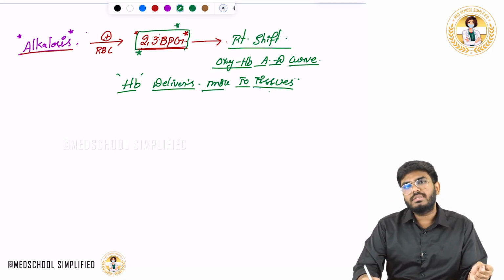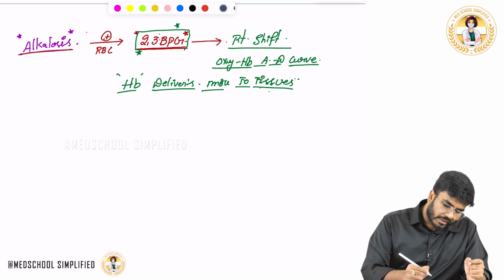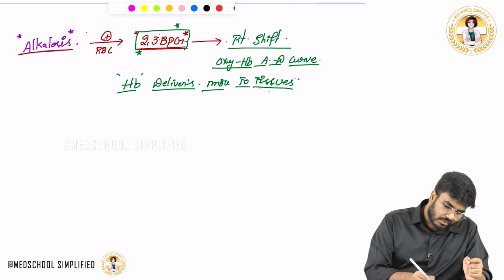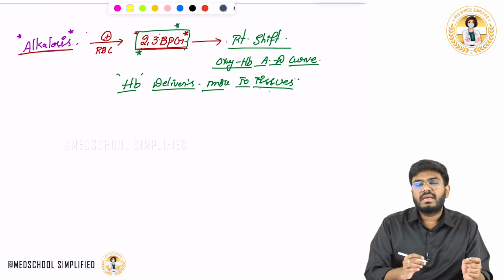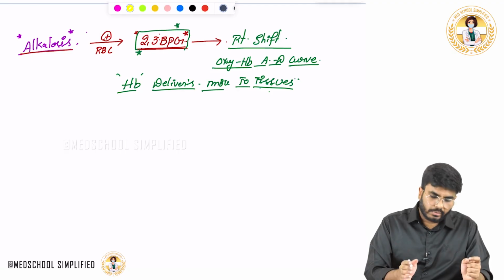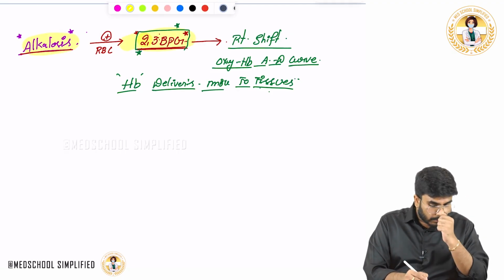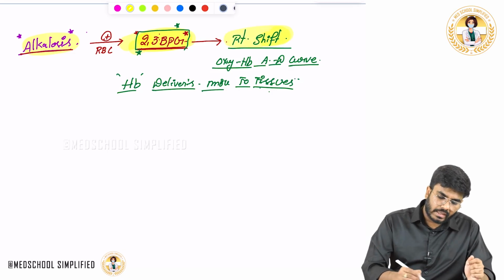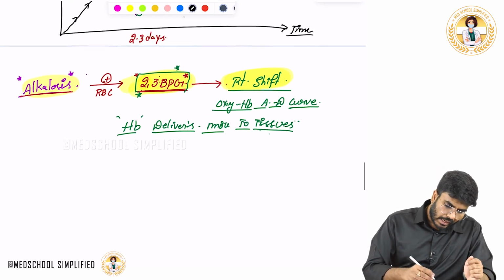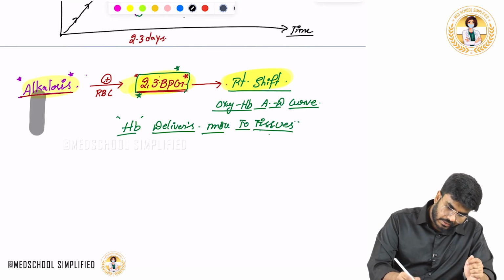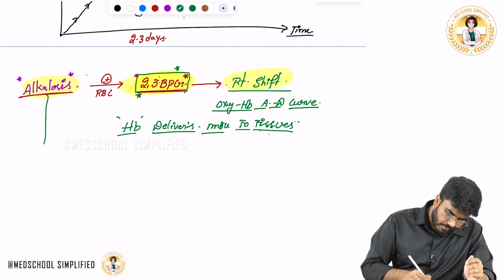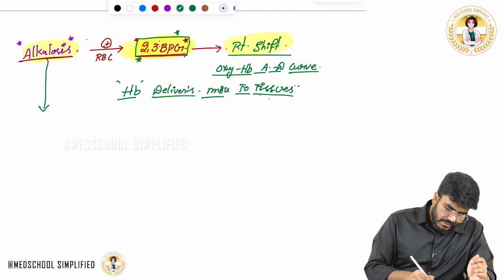Now tell me, if someone asks you, the patient is having hypoxia. During hypoxia there is development of alkalosis. Alkalosis is going to produce 2,3 bisphosphoglycerate and there will be a right shift. Actually, in the alkalosis condition, the person is also going to have a left shift.